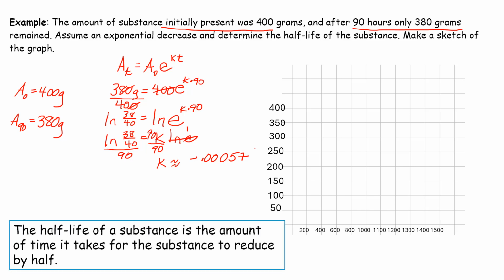All right, so now that we know k, we can figure out the half-life. Remember that the half-life of a substance is the amount of time it takes for the substance to reduce by half. So we're trying to find out what t is when we have 200 grams left, so half of what we started with. So we will say our A sub t is going to be 200, and our A sub 0 is still 400, e to the negative 0.00057t. And we're trying to find out what t is, the time it takes to have half of this left. So we're going to divide both sides by 400.